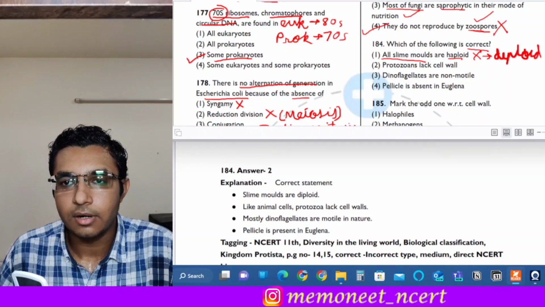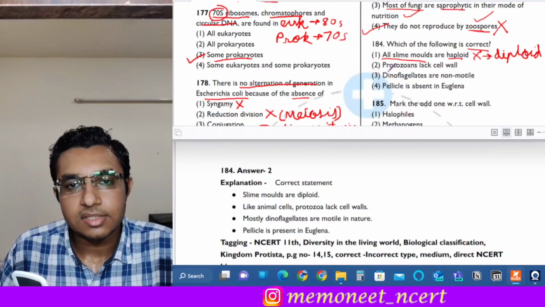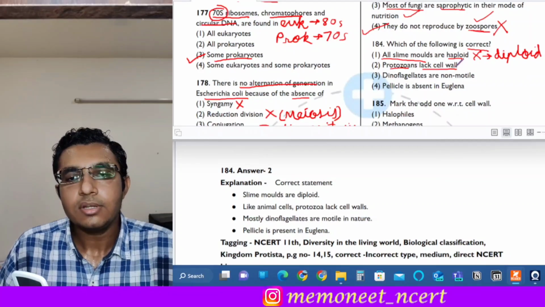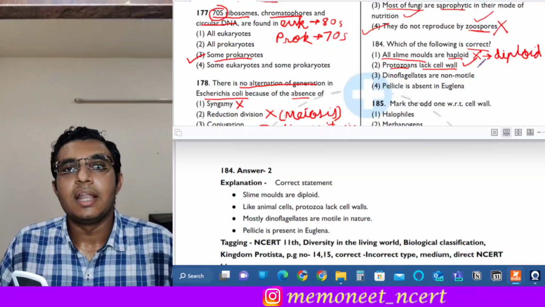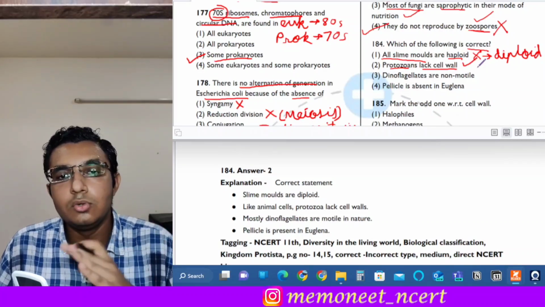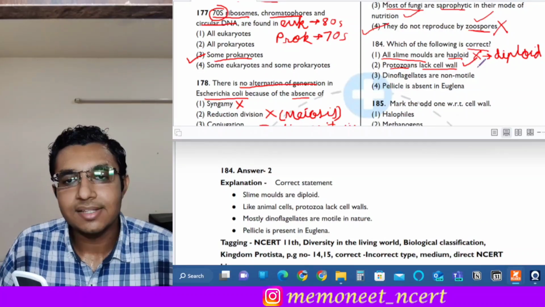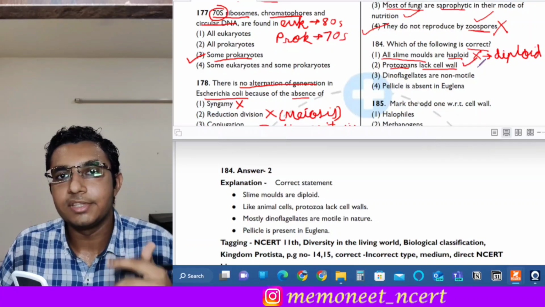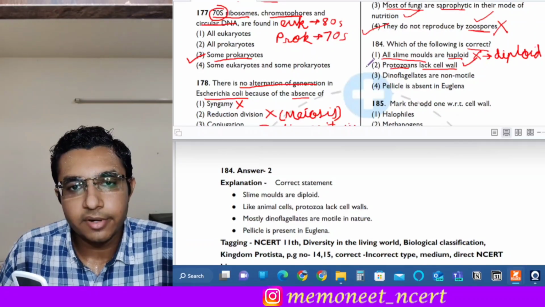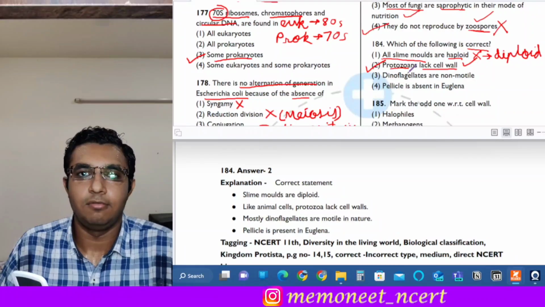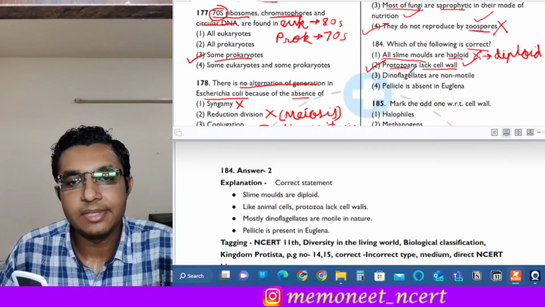Okay, they are not haploid. The second statement is protozoans lack cell wall. So this statement is correct. Why? Because like animals, protozoans also do not have a cell wall. That is the characteristic which protozoans share with the members of kingdom Animalia. So this statement is absolutely correct, that protozoans lack cell wall. So the correct answer will be option 2.